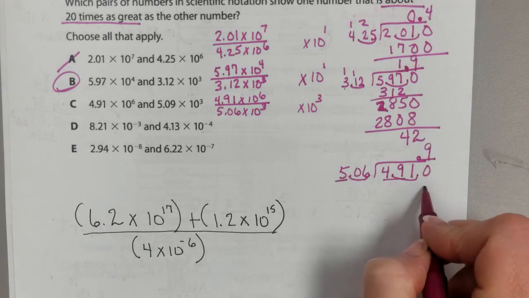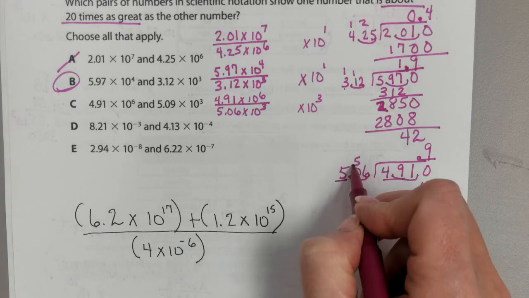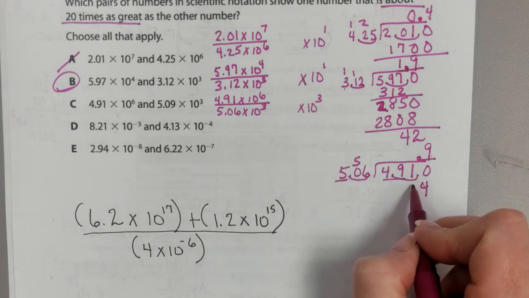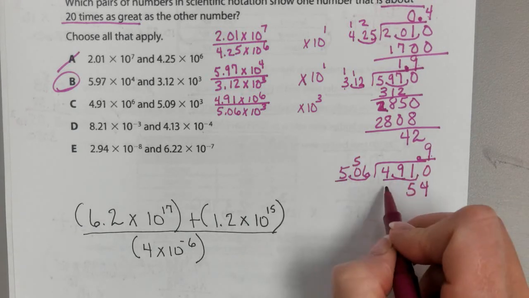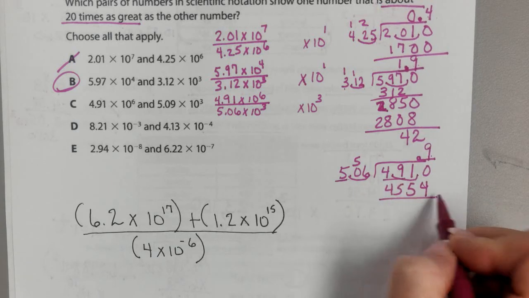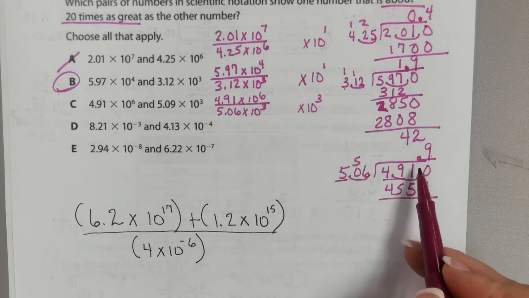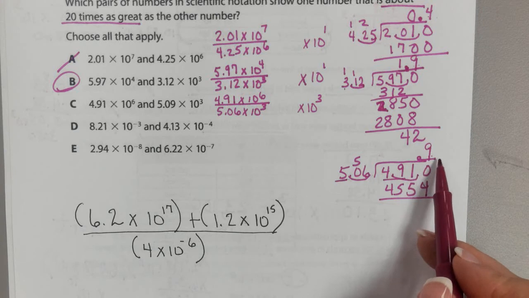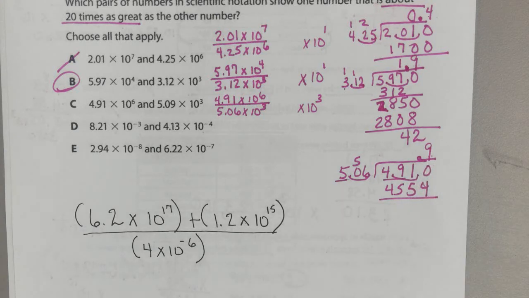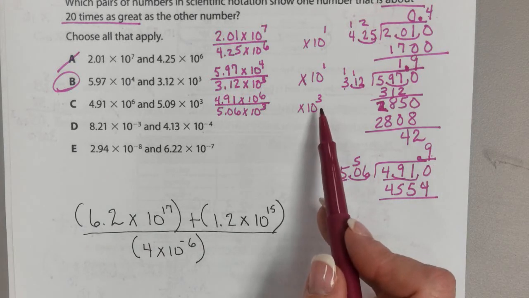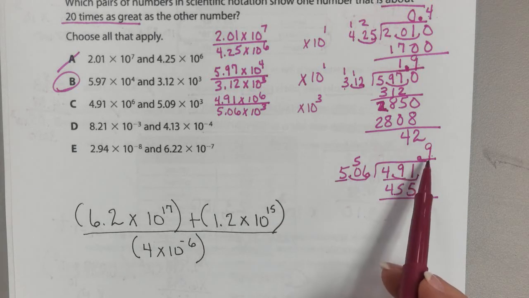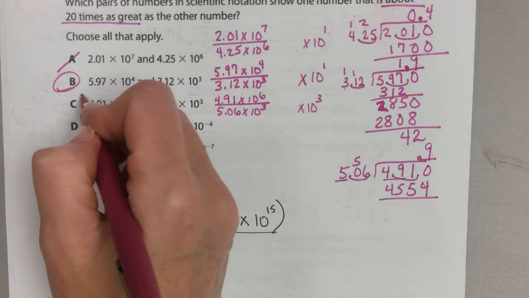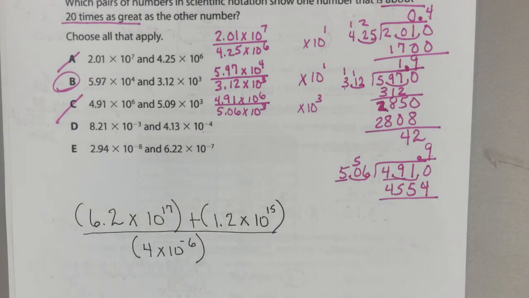So 9 times 6 is 54. 9 times 0 plus 5. And 9 times 5. And I could keep going, but look at what you've got. You got 0.9 something, something, something times 10 to the third. Is that going to work out to be 20? Or anywhere close to it? No. So I don't have to divide any further. That's enough to know. Yes, Benny?